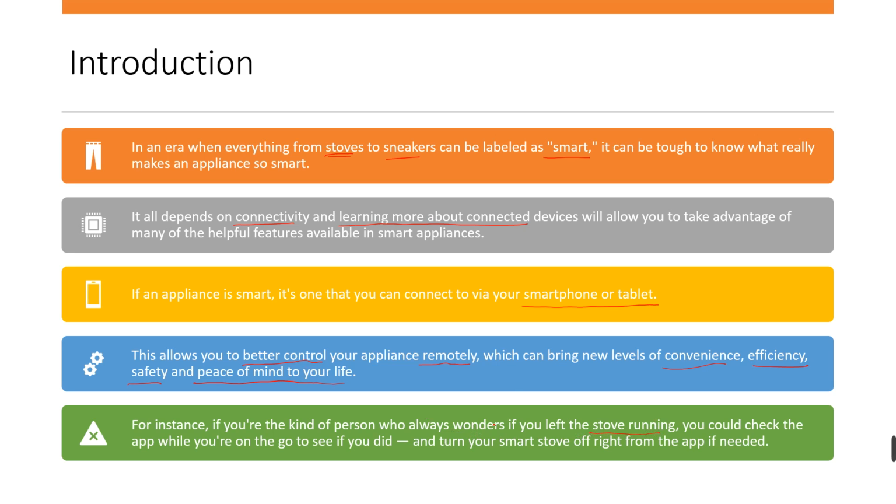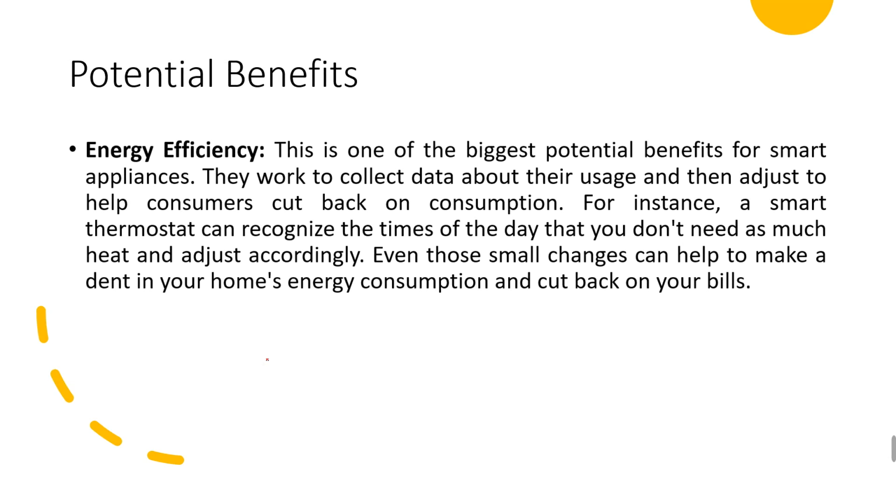and you have a smartphone and a smart stove, and both are connected. By an app, you can check while you are on the go to see if you did, and turn your smart stove off right from the app if needed. If you have left it on, you can switch it off with the app, and so this will bring convenience, safety, and peace of mind to your life. This is just an example of a smart stove. You can control that smart stove remotely from any location with the help of an app.